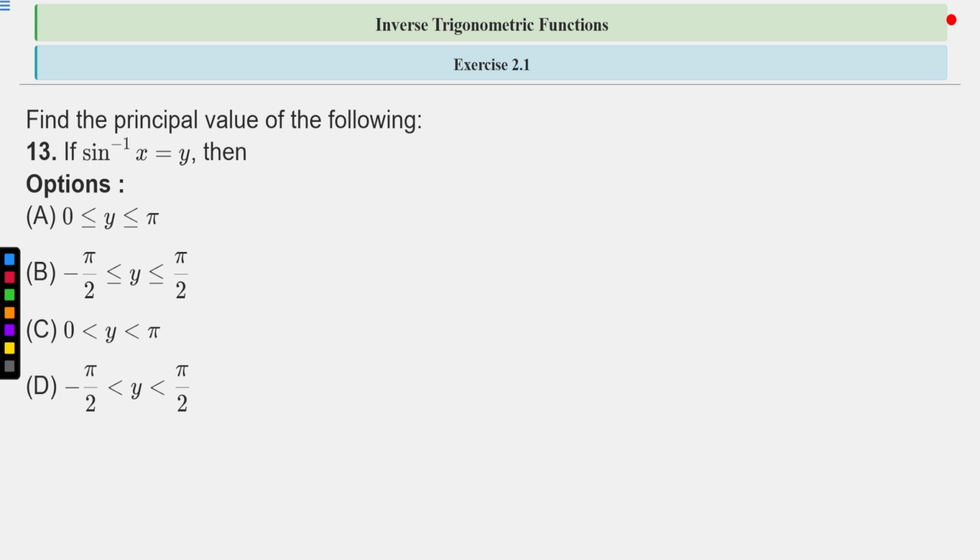Okay, one student is saying B. Okay, students are saying B. Okay, students are saying B is the right answer. Okay, so I am giving you 10 seconds to solve or think about this question. After that, we will discuss the solution part, right?